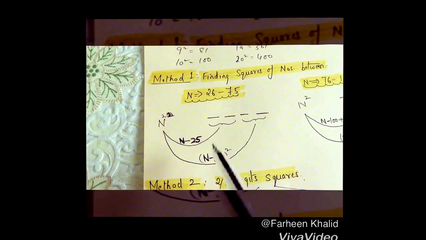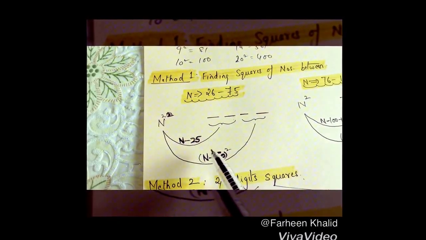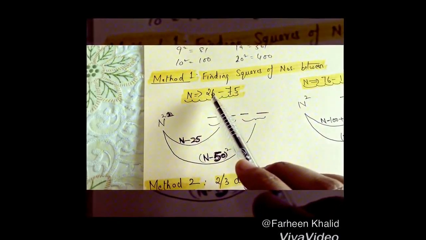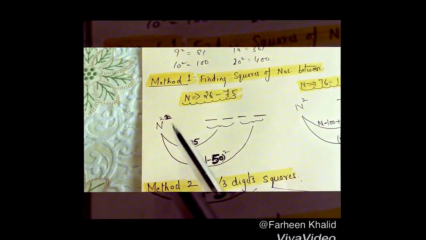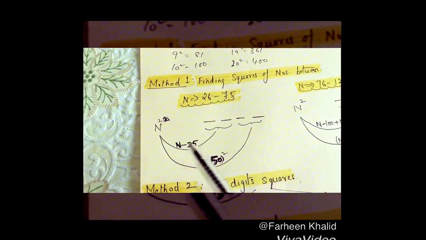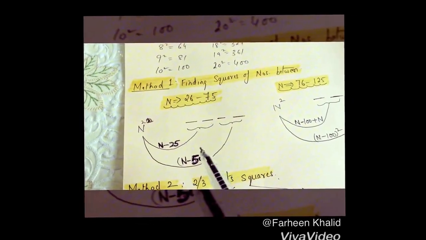But mind you, this is an algorithm for numbers which fall between 26 and 75. The squares of such numbers can be found through this algorithm. So let's do this with an example.